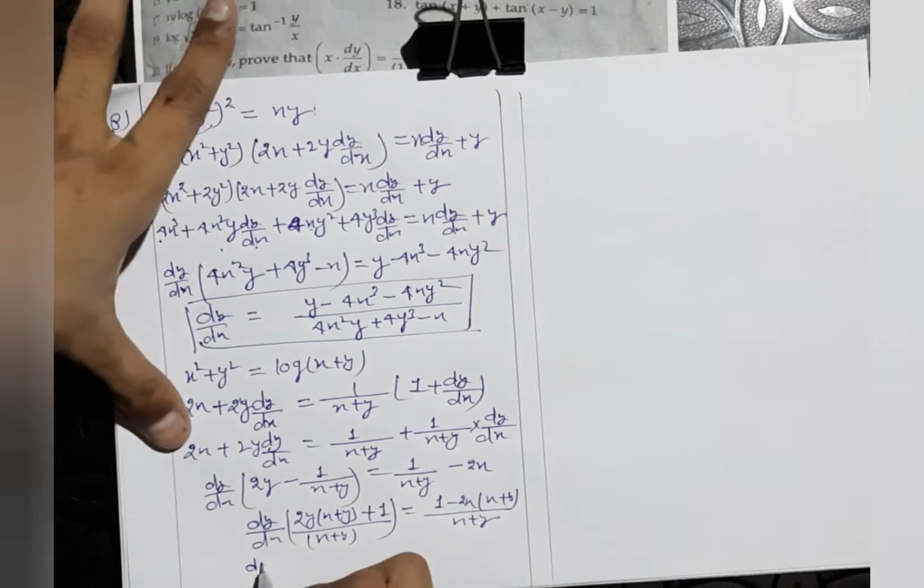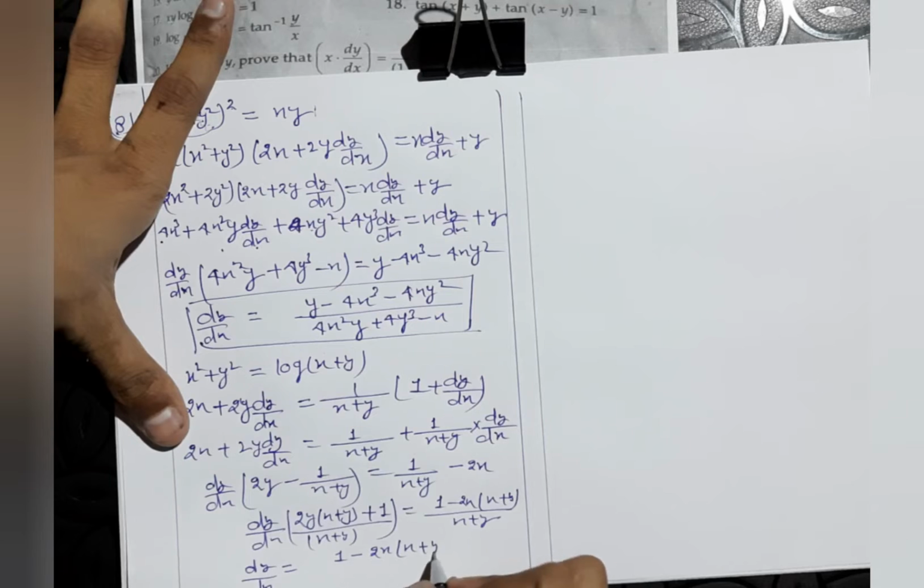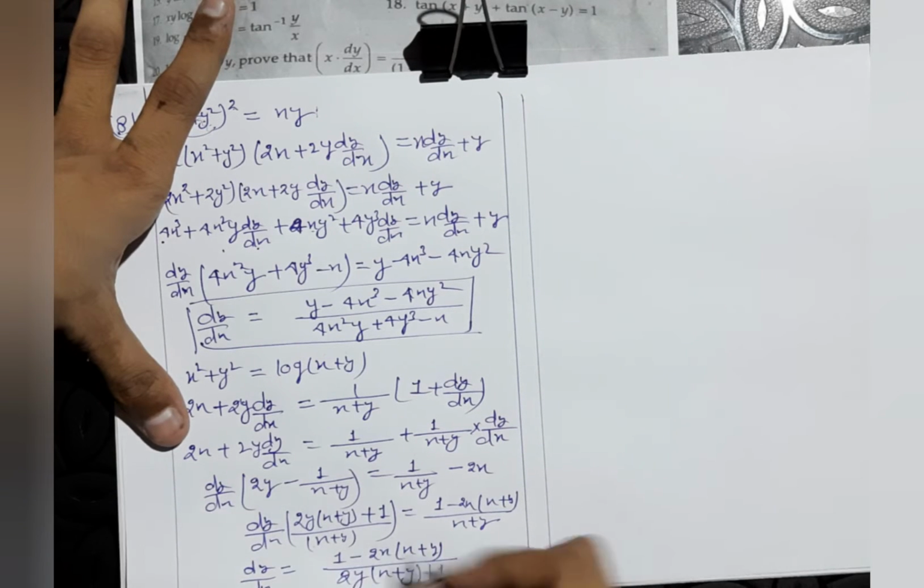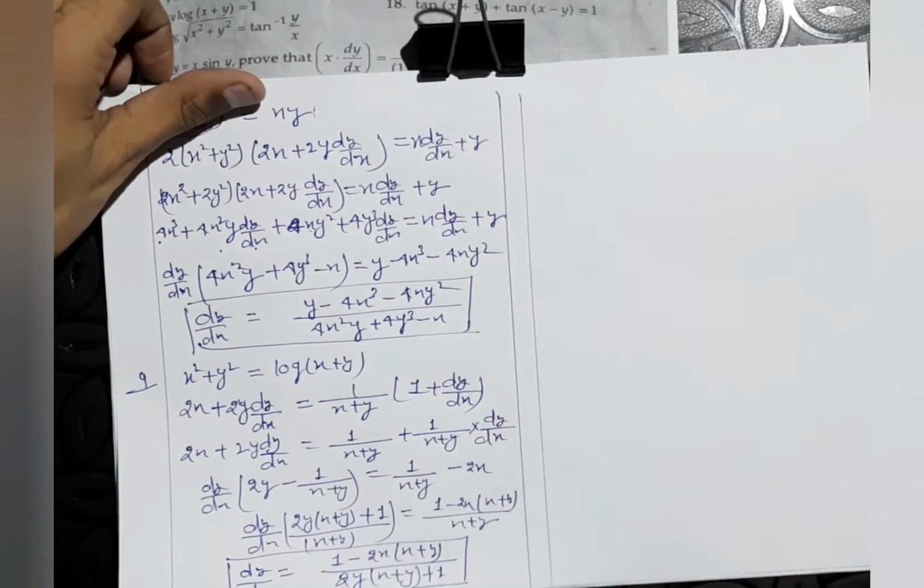Now dy over dx equals (1 − 2x(x + y)) divided by this term. So this is (2y(x + y) − 1), and (x + y) is cancelled by (x + y) after multiplying with the RHS. So this is the differentiation of question number 9.